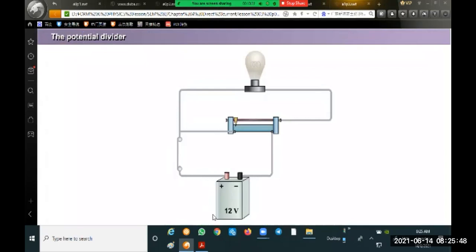Now we look at the connection of the circuit. The bulb now does not light up. No matter where I move, the bulb does not light up. Reason? What happened? If I replace the bulb with a voltmeter.